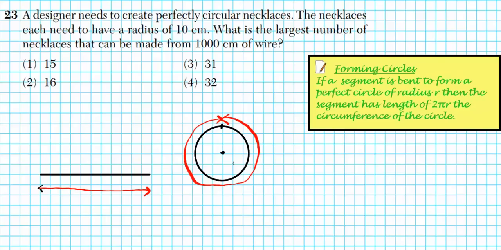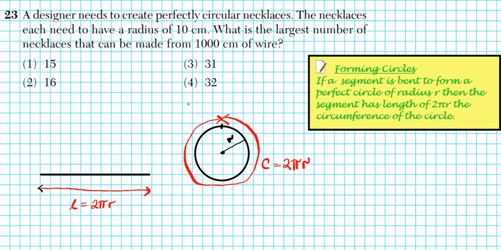Okay. Now, if the radius of this circle that is created from this segment is r, then the distance around this circle is the circumference, which is 2 pi r, and that is equal to the length of the wire that is used to create the circle. So that will be 2 pi r also. So you want to keep this point in mind.